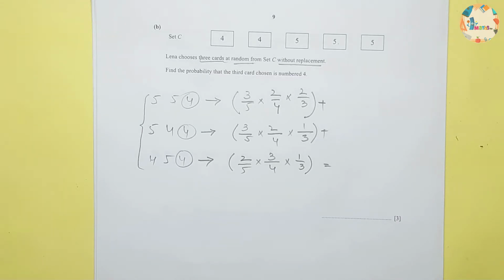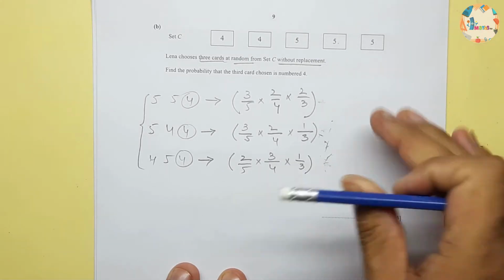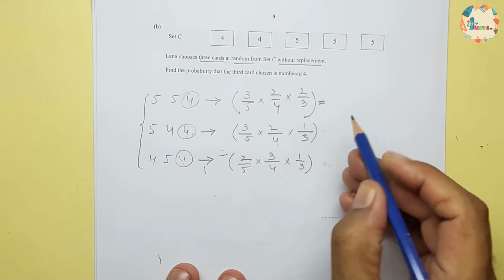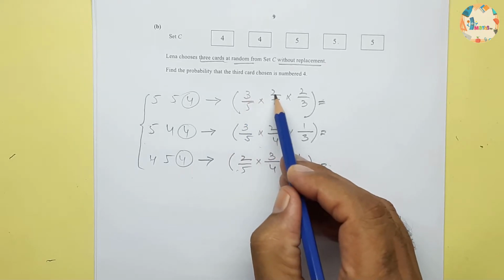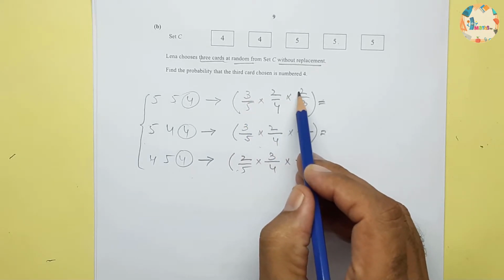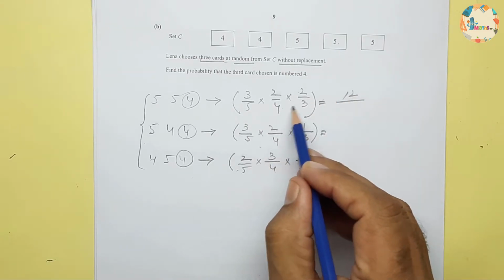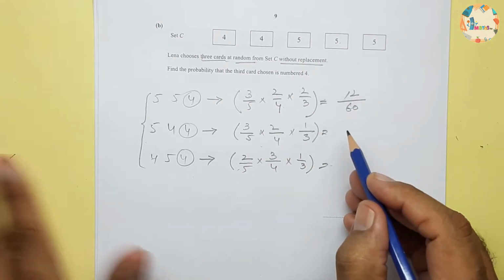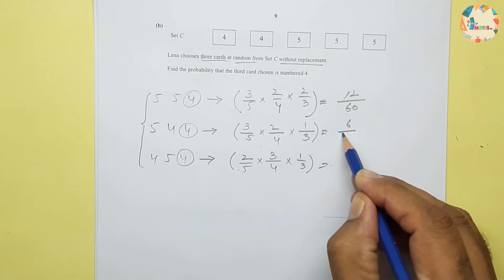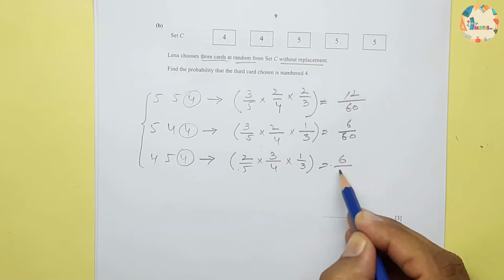So we are adding all three, or instead of writing it this way, we can write equal to, and we can separately solve them. This will be 3 into 2 is 6, 6 into 2 is 12, so we can write 12 over, 20 into 3 is 60, so 12 over 60. This will be 3 into 2 is 6, 6 into 1 is 6, so 6 by 60, and this will also be 6 over 60.